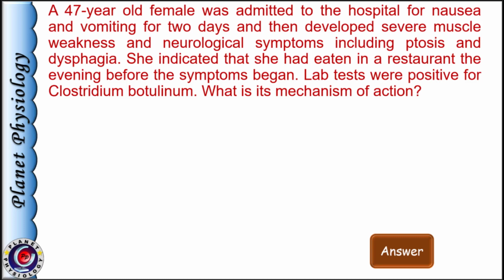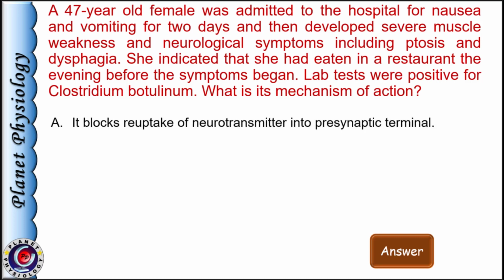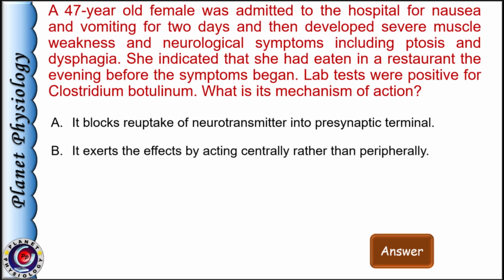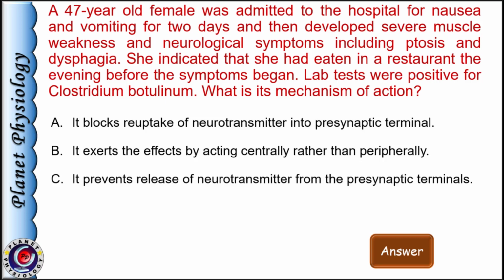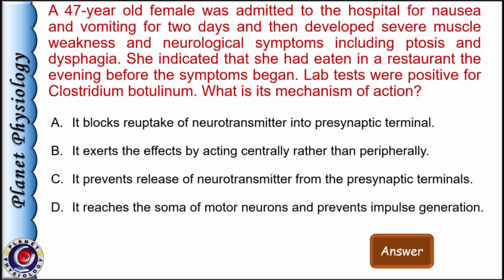A. It blocks reuptake of neurotransmitter into presynaptic terminal. B. It exerts the effects by acting centrally rather than peripherally. C. It prevents release of neurotransmitter from the presynaptic terminals. And D. It reaches the soma of motor neurons and prevents impulse generation.